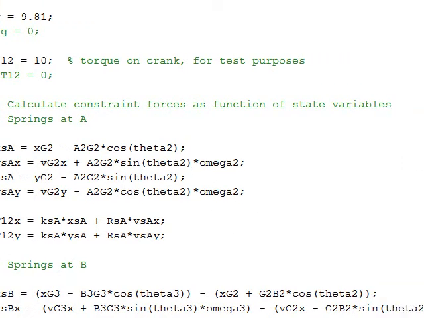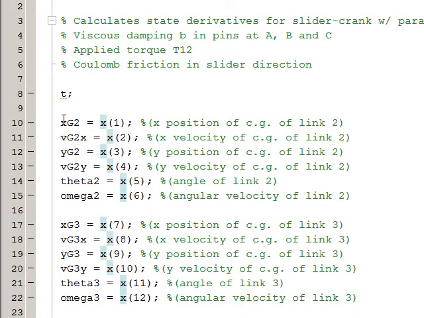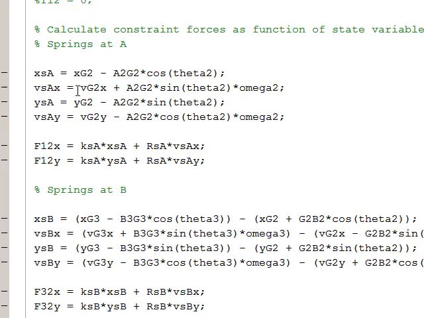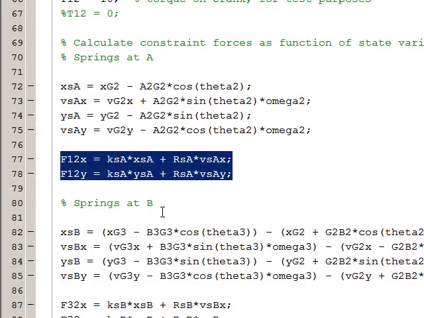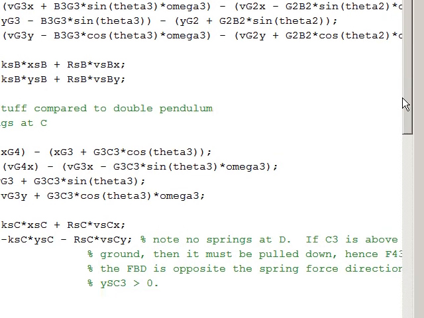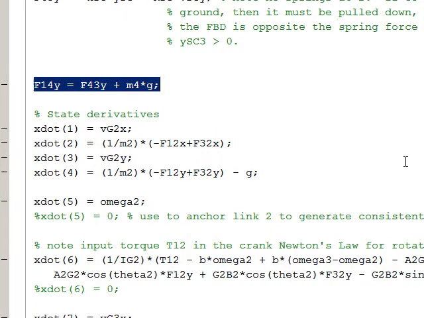First thing I do, my function has received an x vector with 14 state variables. First thing I'm going to do is take those and define my spring displacements and velocities, and then my constraint forces. I do that for the springs at A, the springs at B, the springs at C. Here's the algebraic relation that gives me the normal force between the slot and the block as a function of F43Y and M4G. So now I got that. I can use that to find my friction force.